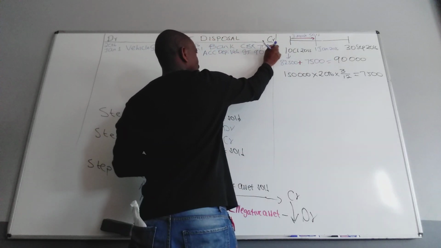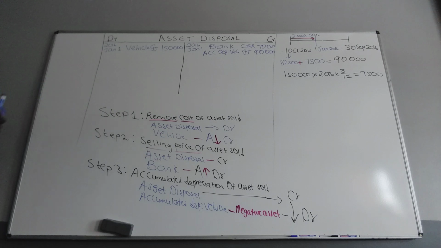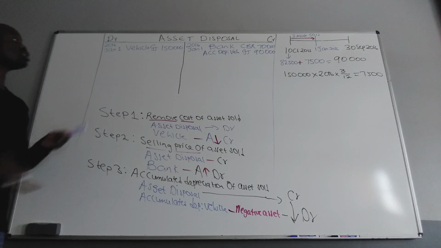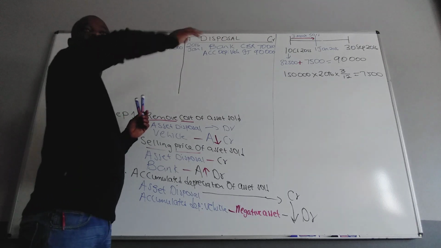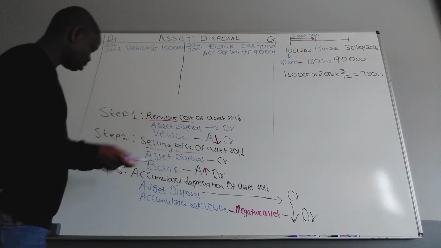And as I said, the bank, the selling price, will always go that side. Accumulated depreciation is always that side. But I want you to understand why.